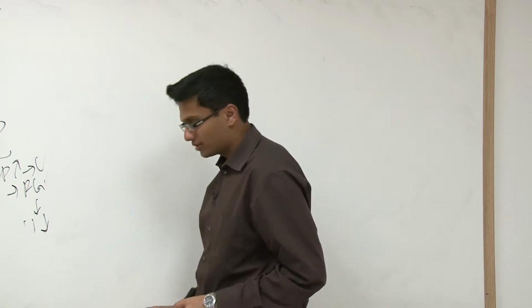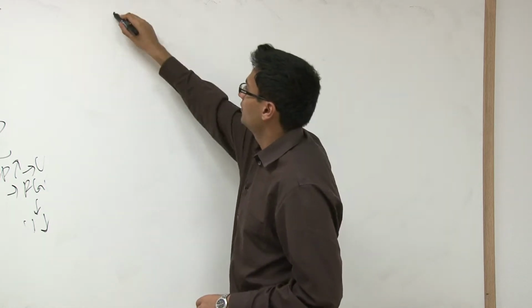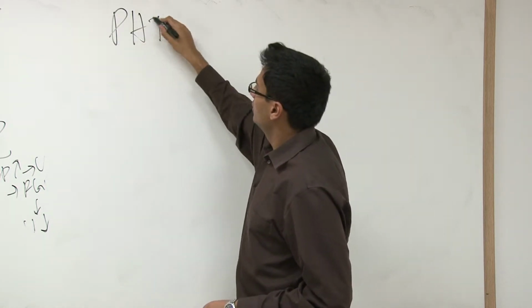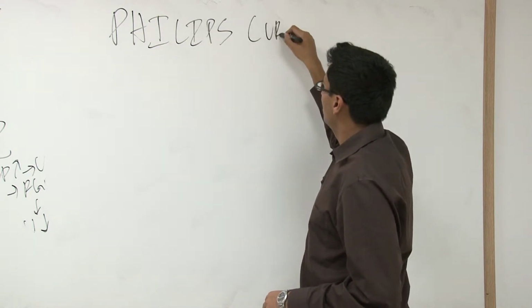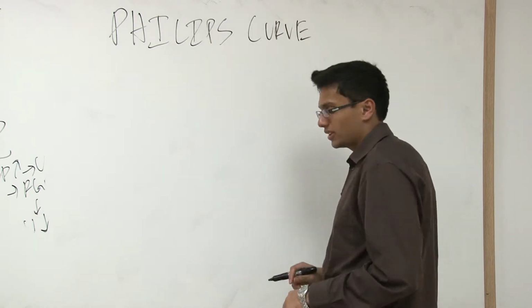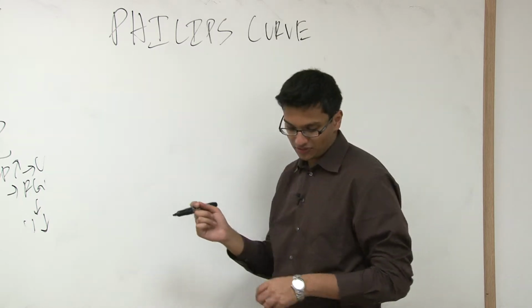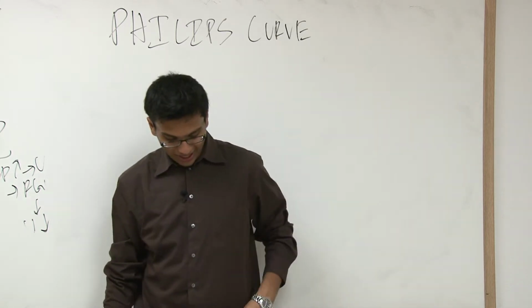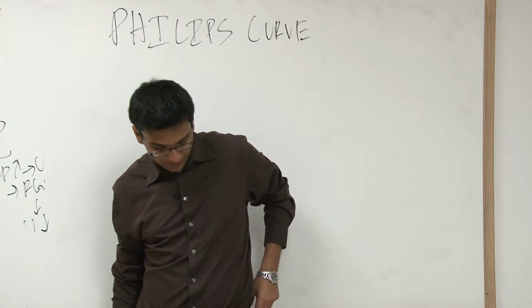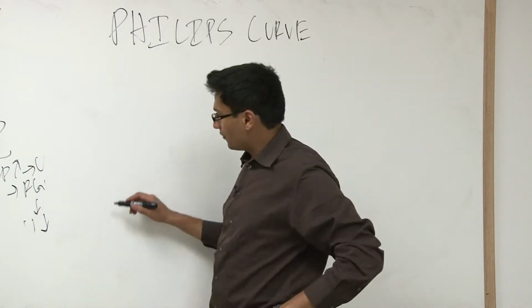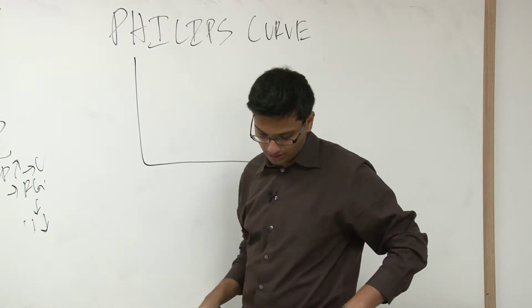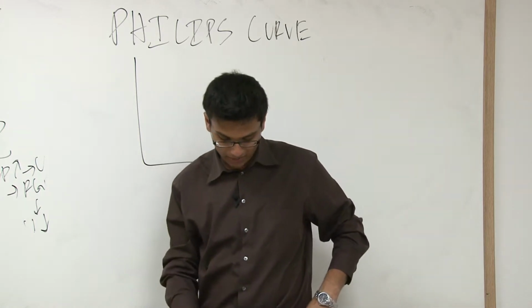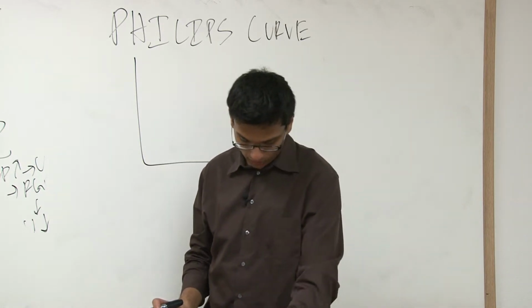All right, so let's talk about the Phillips curve, okay? Nothing to do with the company Phillips, has everything to do with the economist Phillips. So let's talk about the Phillips curve. Phillips curve actually kind of looks like your aggregate demand. Why does it look like that?